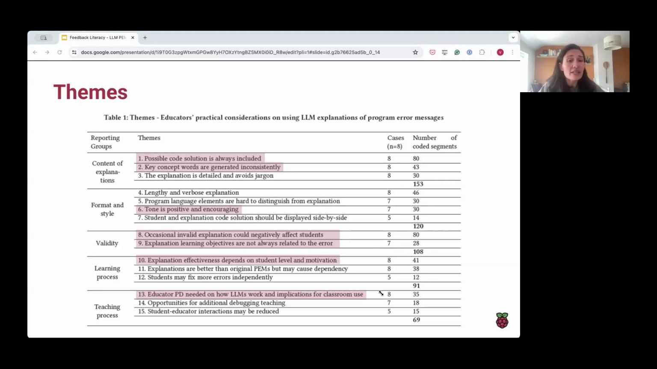And the educators raised the potential detrimental impacts of invalid explanations on students, including potential confusion leading to misconceptions, increased frustration, or even decreased confidence in either themselves or the feedback that they receive. And in addition to the content, presentation, and validity of the explanations, educators also highlighted aspects related to the learning and teaching process. For example, how the effectiveness of the explanations will always depend on students' level and motivation, no matter how well they are designed.